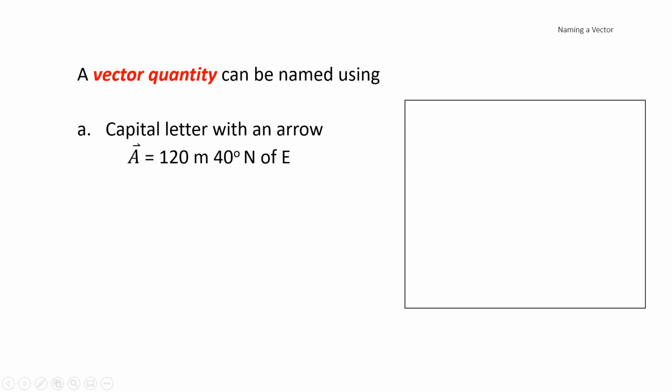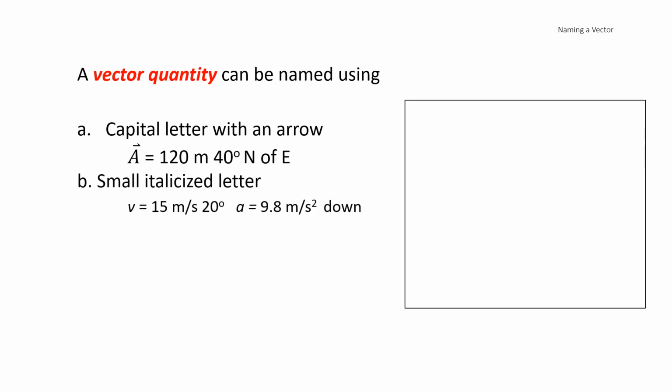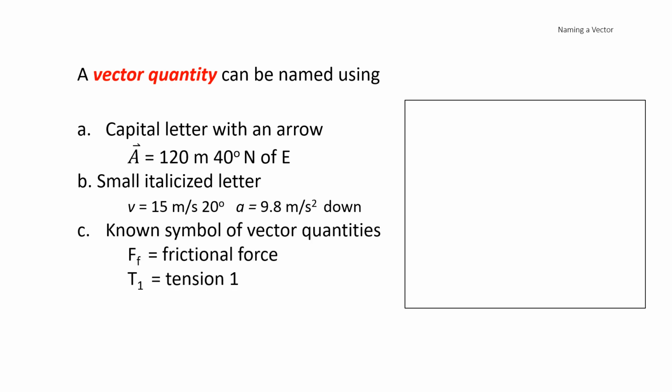In naming a vector quantity, a capital letter with an arrow can be used, like vector A is 120 meters, 40 degrees north of east. Other ways of naming vectors are by italicized small letter and the known symbol for the quantity. Examples are v for velocity with a measure of 15 meters per second, 20 degrees; a for an acceleration of 9.8 meters per second squared down; F sub F for frictional force, T sub 1 for tension 1.